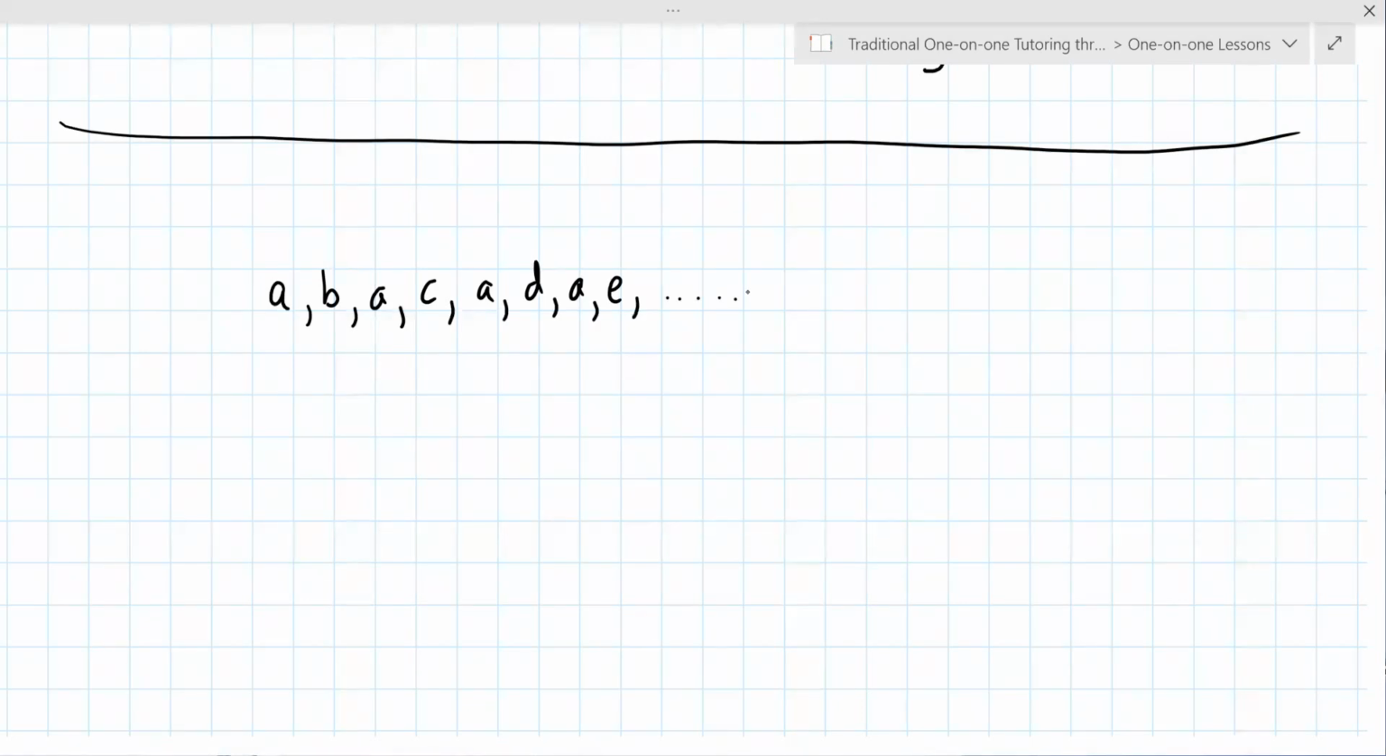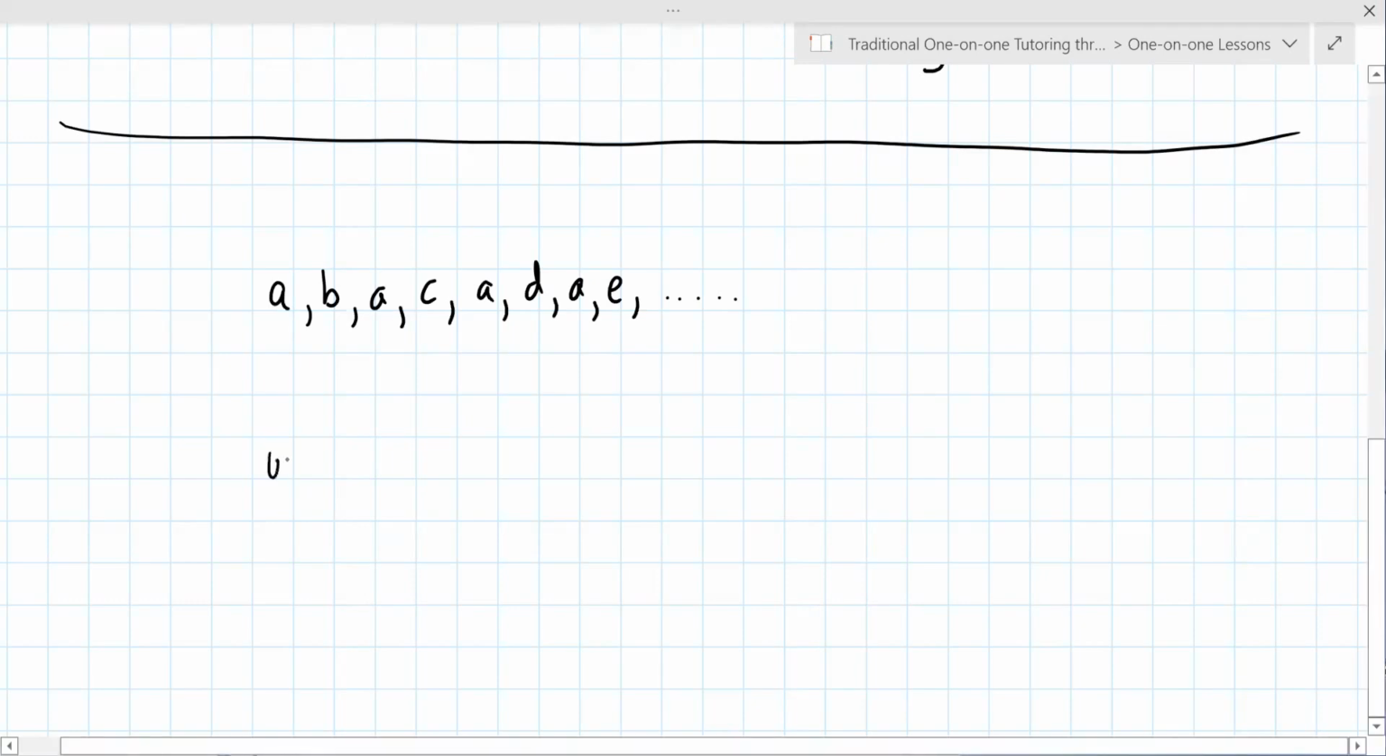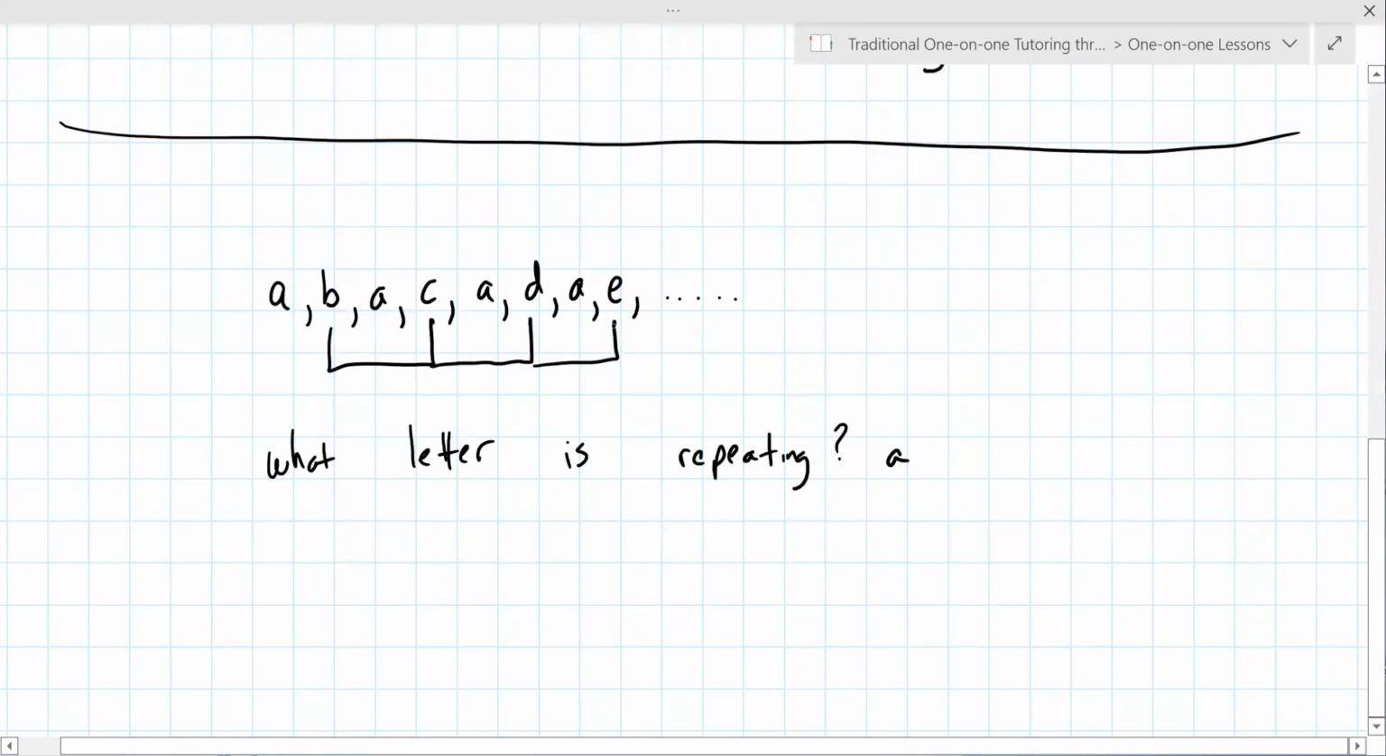You just have to make the letters in the same order. What letter is repeating, Sourish? What letter do you see? A. It's A, yeah. Okay. And then if you look in between, what's going on here? What are the other letters? B, C, D, E. What do you notice about those?